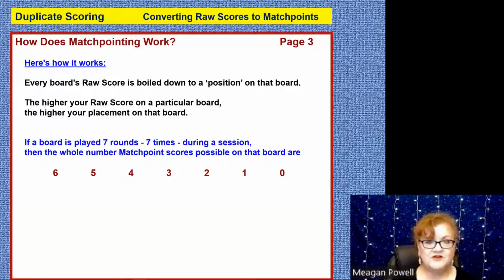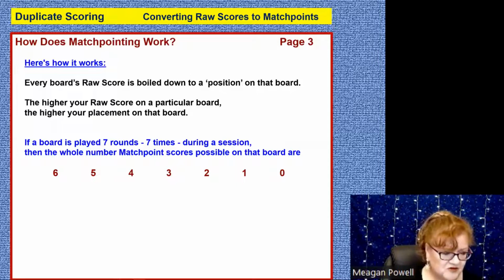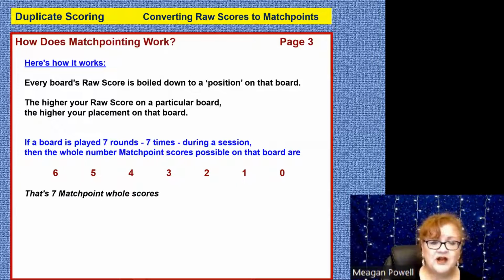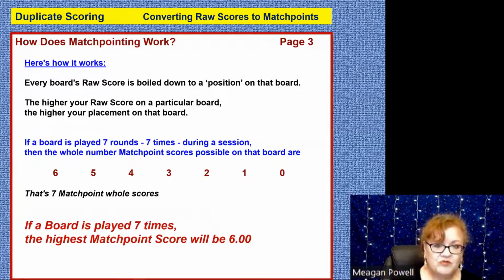So if a board is played 7 times, and you could beat 6 other north-south pairs, the way that we view the match point conversion is this. It starts with whole numbers. If you can beat 6 other tables, then the top match point score in a 7 table game would be a 6. And then it moves down in the match point scores from that top number: 6, 5, 4, 3, 2, 1, 0. So there are 7 match point whole scores in a 7 table game. In other words, if a board is played 7 times, the highest match point score that you can convert your raw score to is a 6, because you can beat 6 other tables on that board.